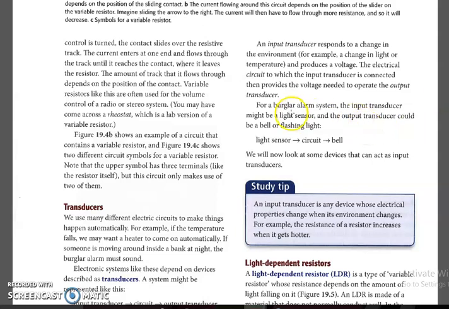Okay, for a burglar alarm system, the input transducer might be a light sensor, and the output transducer could be a bell or a flashlight. So with a light sensor, this is a short circuit. In a burglar alarm, it will be sensing a light. Automatically, the circuit will sense that sensor, and it will work as a bell in the output transducer.